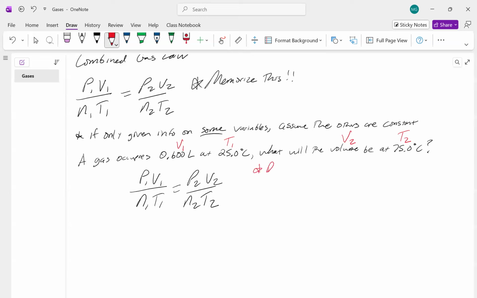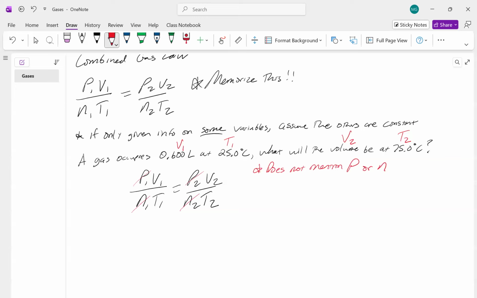So the problem does not mention pressure or the number of moles. So I'm going to assume those are constant. That means they're the same on the left and the right. And if there's something that's the same in the equation on the left and the right, what can I do with it? I can cancel them out. And notice this gets me to that relationship between volume and temperature.